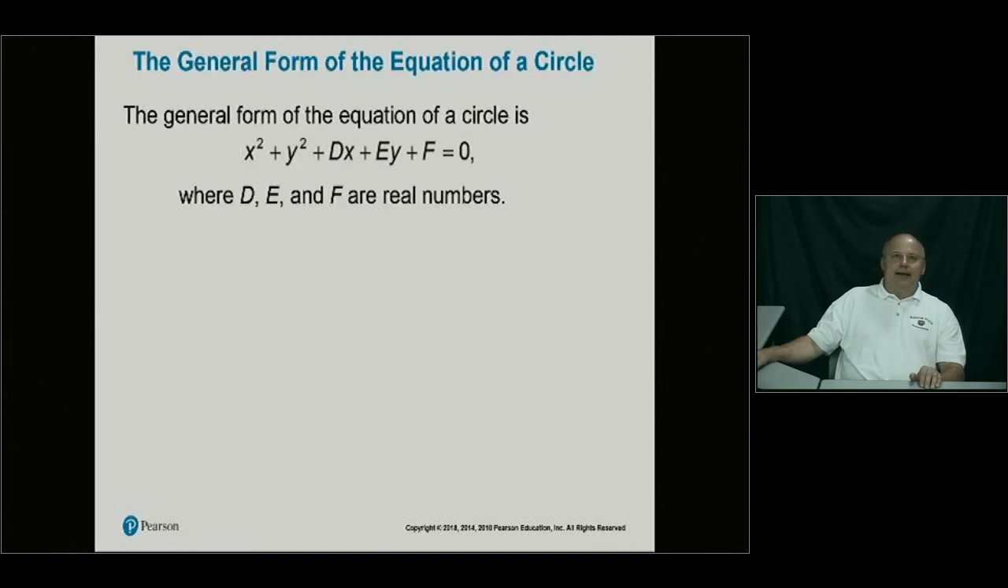Alrighty. Now the general form of the equation of a circle. The general form of the equation of a circle is x squared plus y squared plus dx plus ey plus f equals 0, where d, e, and f are real numbers. So this is the general form of a circle. When you get it in general form, I just want you to remember this: it's bad news. The reason it's bad news is because when it's in this form, you can't simply identify the center and you can't simply identify the radius. But this is general form.